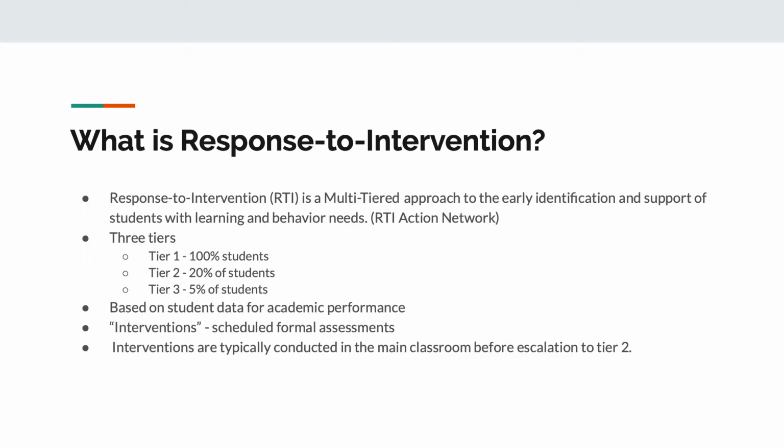RTI is based on student data for academic performance. And so essentially when you look at just the grades of a student, the interventions are then scheduled and placed based on whatever those formal assessments may or may not be. And then those interventions are typically conducted in the main classroom before escalation to tier 2. So what that typically means is that you're seeing teachers proctor these interventions before, and then giving their input on if a student needs to be escalated to tier 2.